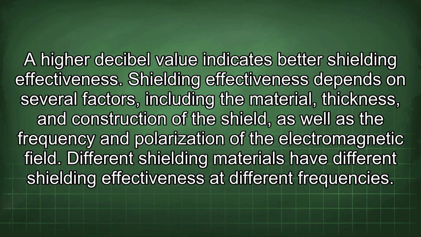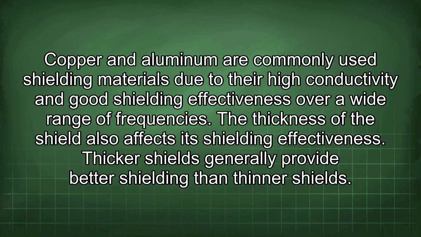Shielding effectiveness depends on several factors, including the material, thickness, and construction of the shield, as well as the frequency and polarization of the electromagnetic field. Different shielding materials have different shielding effectiveness at different frequencies. Copper and aluminum are commonly used shielding materials due to their high conductivity and good shielding effectiveness over a wide range of frequencies. The thickness of the shield also affects its shielding effectiveness.